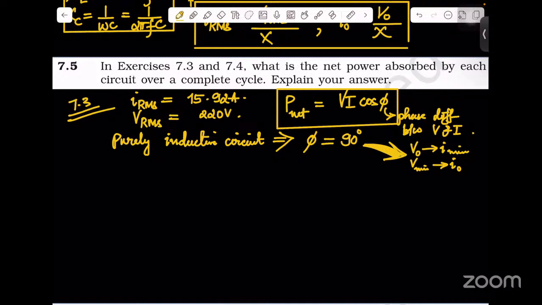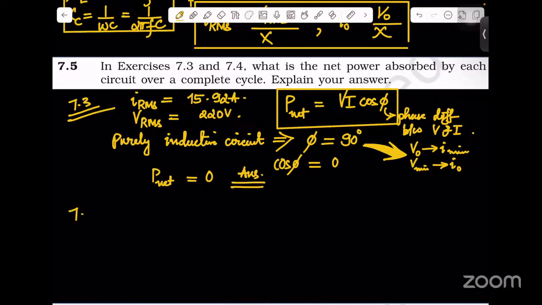So here I'm writing it for you. We'll plug in this value of phi equals 90 degrees, V and I, we got everything. But as you know, cos 90 happens to be 0, right? So the net power consumed in the total cycle is again 0, right? So this is the answer to the first part.